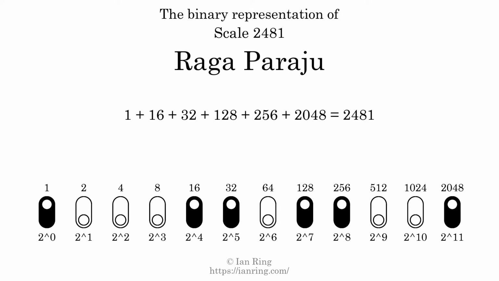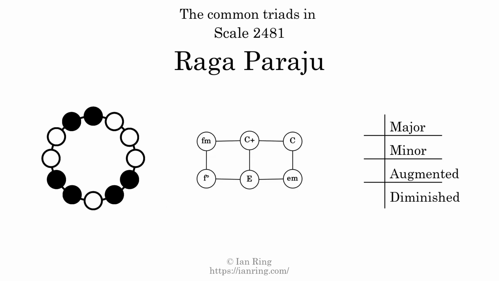2481. The scale number not only enumerates the scale with a unique index, but it also literally describes the tonal content of the scale. Represented as a binary number in base 2, the scale number is 1001101100001. Here are the common triads present in this scale.